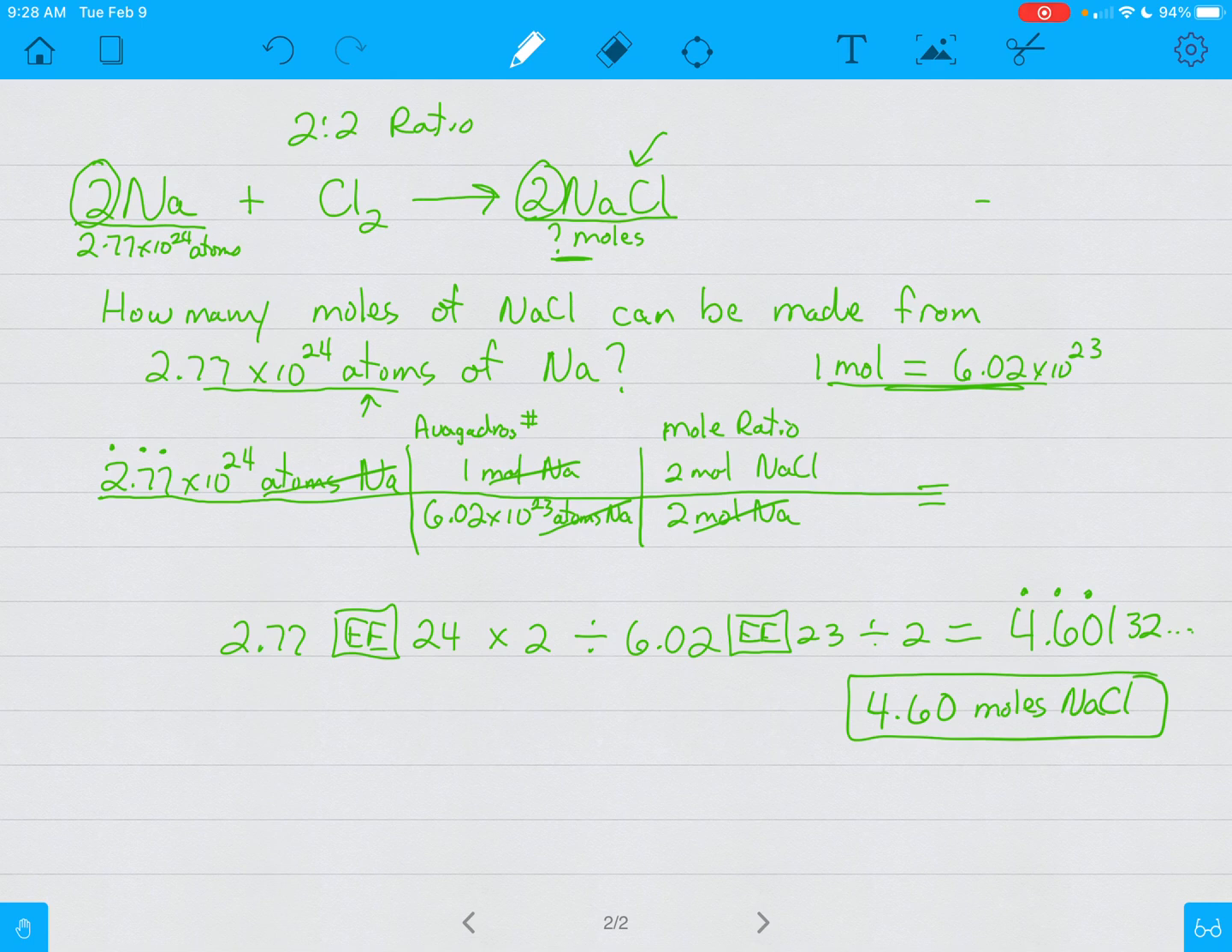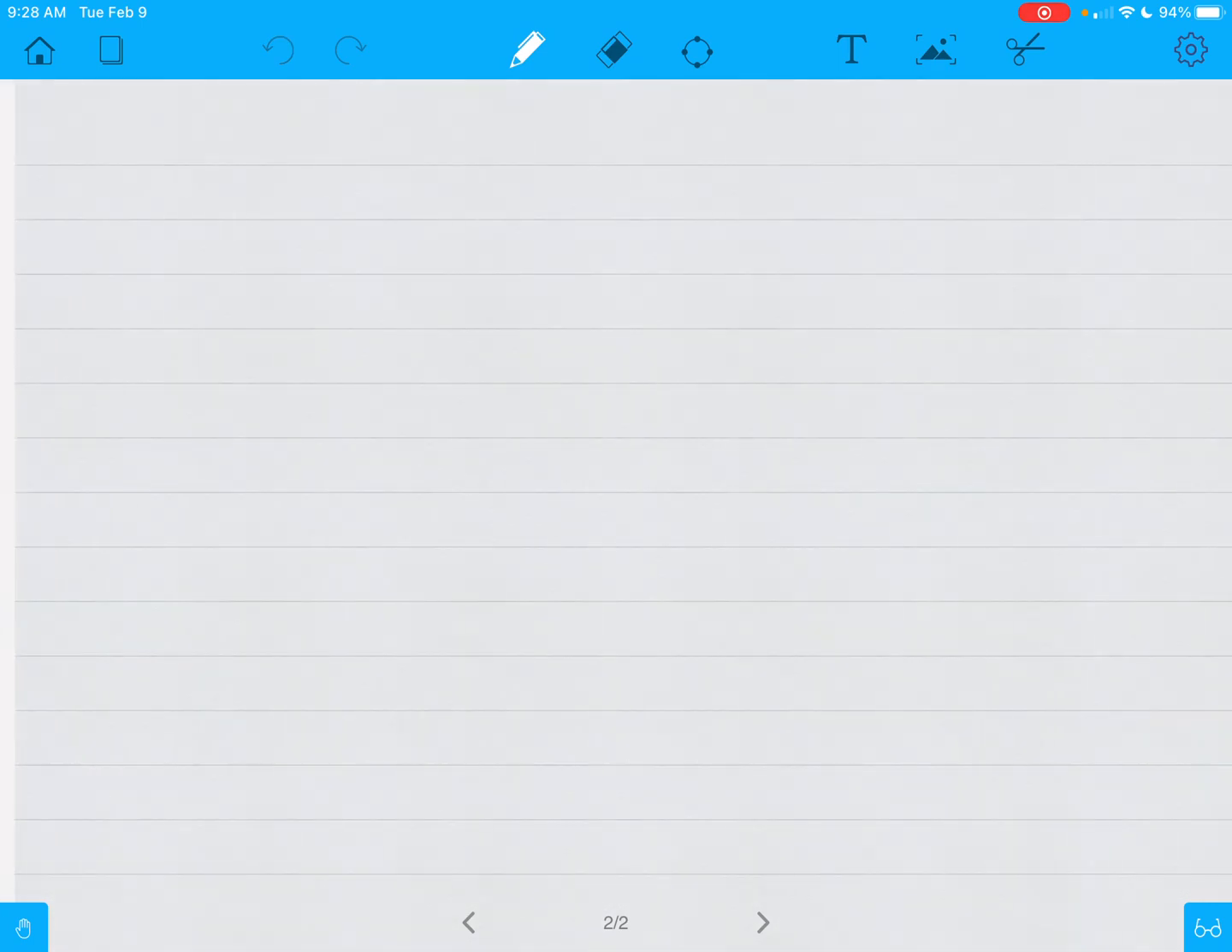So let's see if we can get another one done. I'll try to do this one a little faster. We'll use the same equation. Na plus Cl2 yields NaCl. 2 of these, 2 of those. Okay, this time let's do question mark atoms.